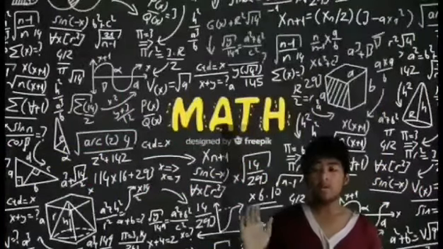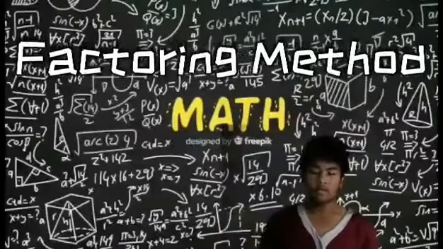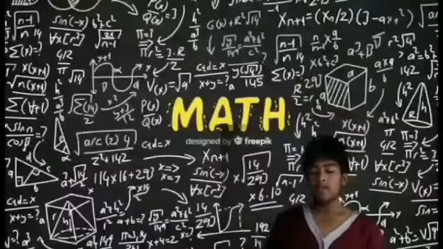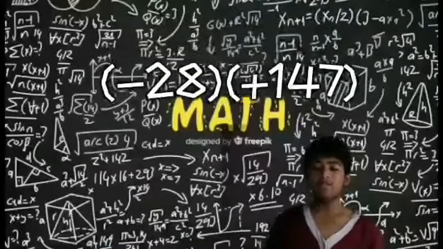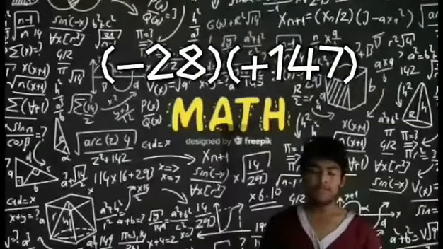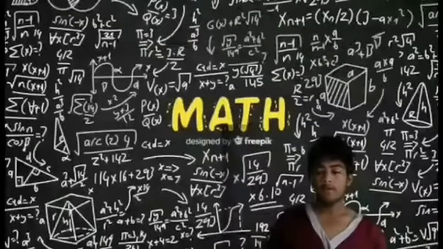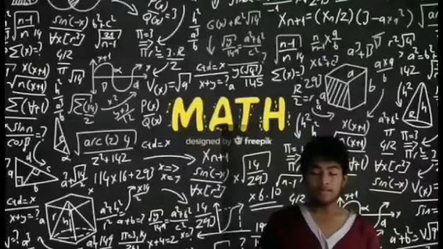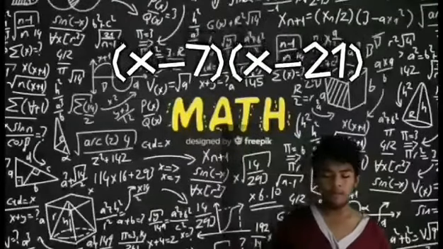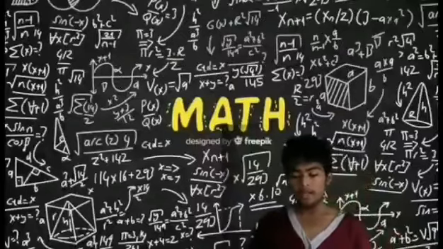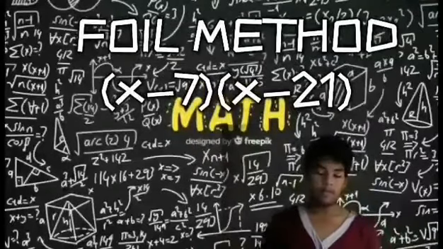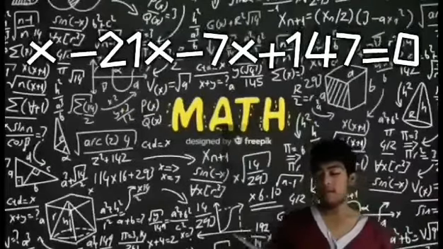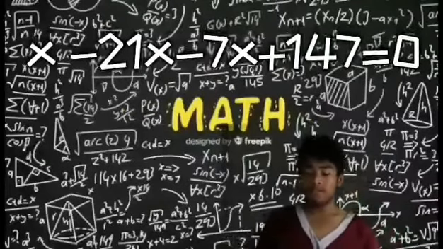So now we will use the factoring method to solve this kind of problem. First, we need to find the factors of negative 28 and positive 147. If you already find them, the factors must be x minus 7 and x minus 21. If we try to check it, we will use the FOIL method. So it will become x squared minus 21x minus 7x plus 147.